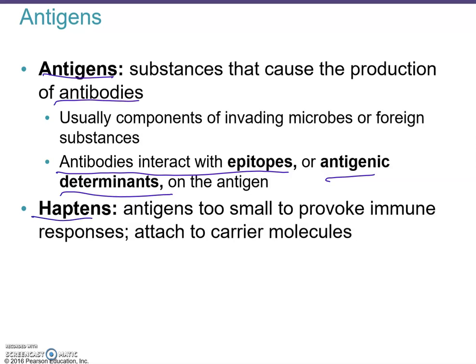A hapten, by contrast, is kind of an antigen, but on the other hand, it's too small to provoke an immune response. By itself, it can't really trigger the formation of antibodies. But a lot of times, if haptens are attached to carrier molecules, they're big enough to be seen by your immune system, and then they can produce an immune response that leads to formation of antibodies.